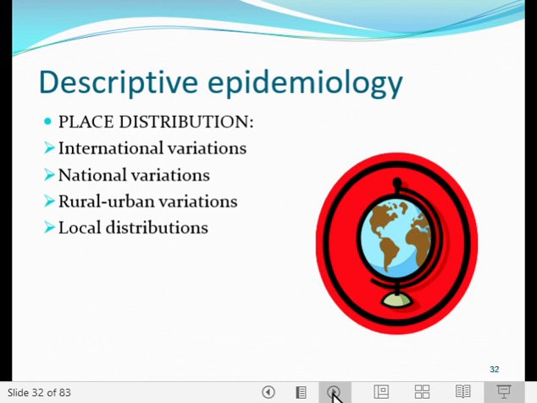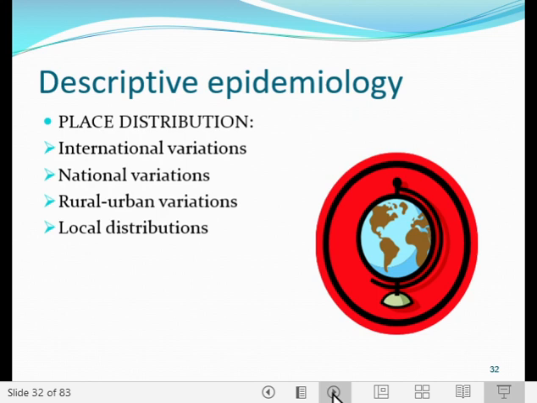Then place distribution, that is, there are international variations, national variations, rural urban variations and local distribution. Examples of international variations include oral cancer is more prevalent in Southeast Asia because of the tobacco habit, while stomach cancer is more prevalent in Japan and rarely seen in USA.